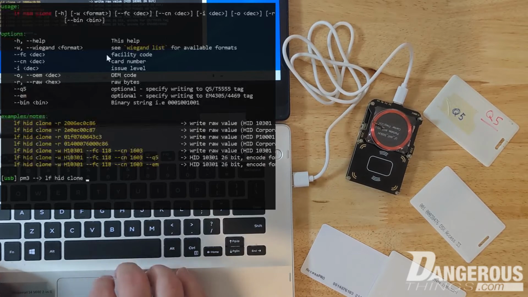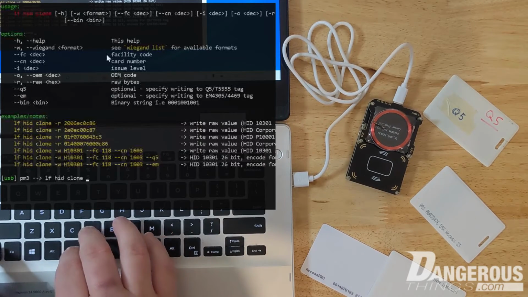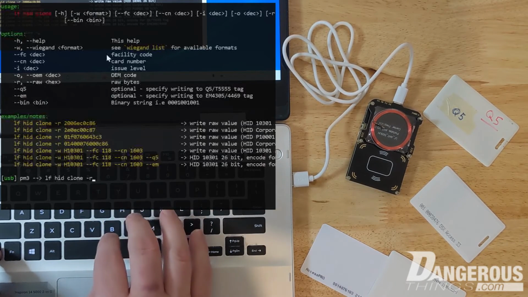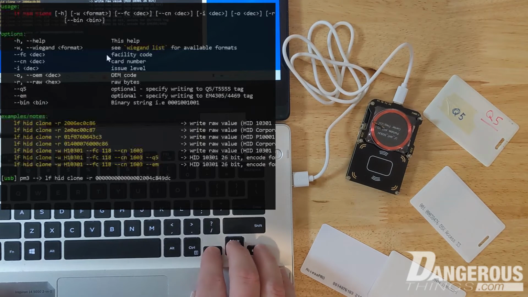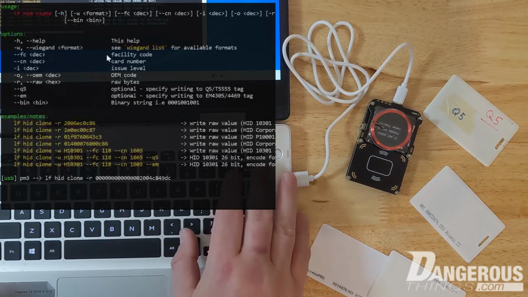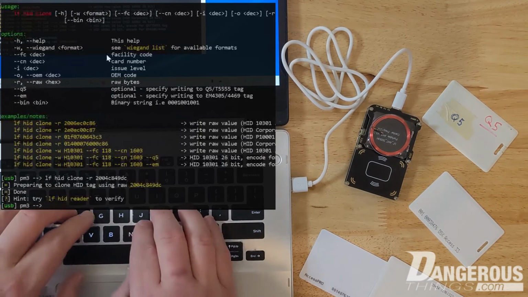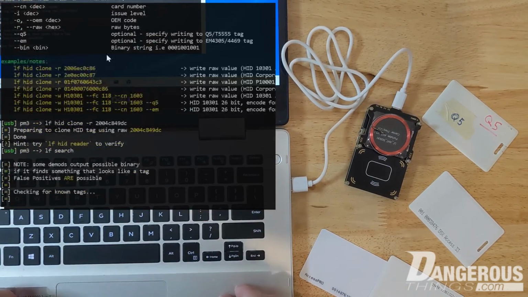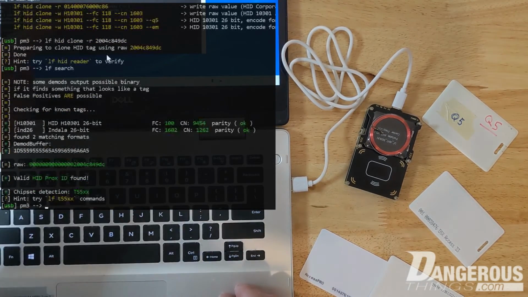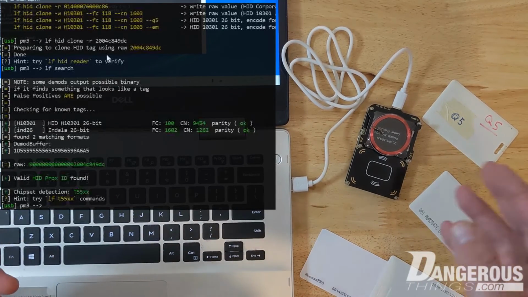Let's do raw. That's probably too many. Yeah, we don't need all the preceding zeros, just the last bits. Okay, so now it says it wrote it, so let's do an LF search. And there we can see we've got a facility code 100 and card number 9454. So the same kind of holds true for the rest of these.